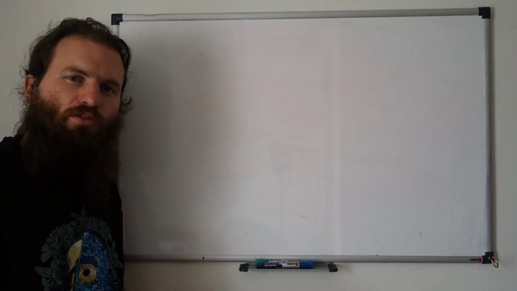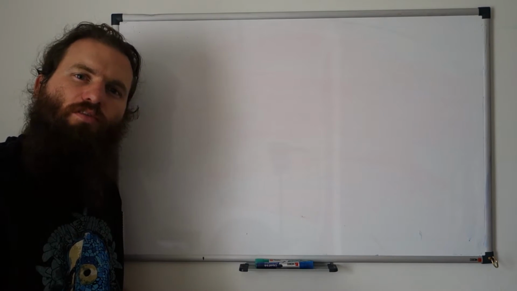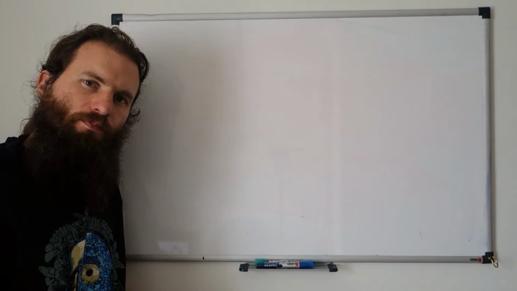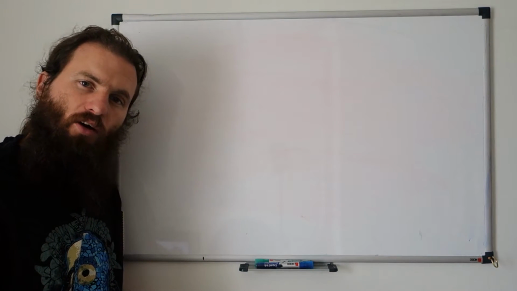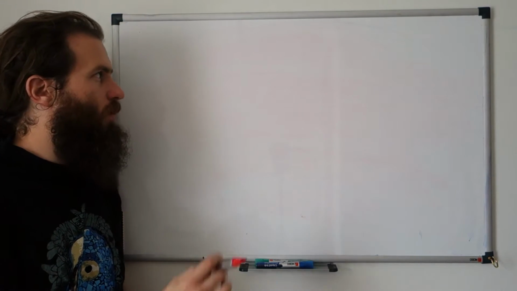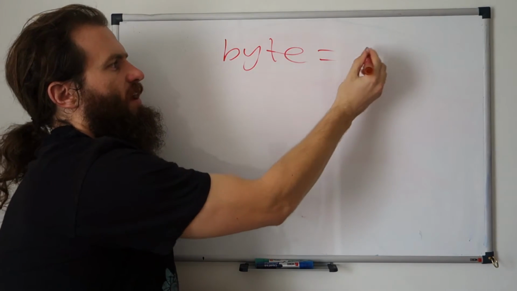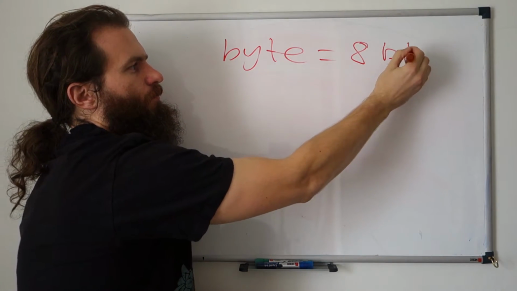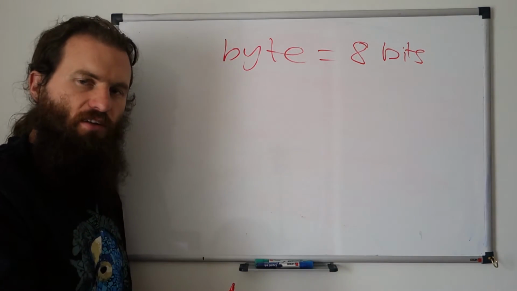I'd like to take a closer look at binary and hexadecimal numbers, because they're used frequently in computers. One of the reasons for this is because one of the primitive data types in computers is called the byte. So that's B-Y-T-E. And this is 8 bits. A bit is a single binary digit.